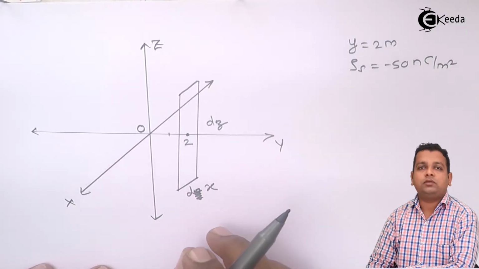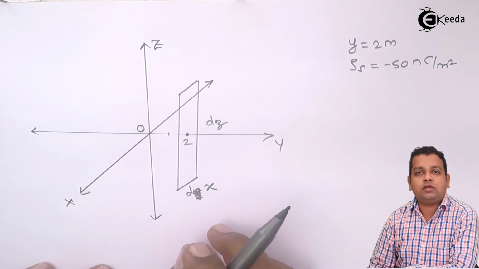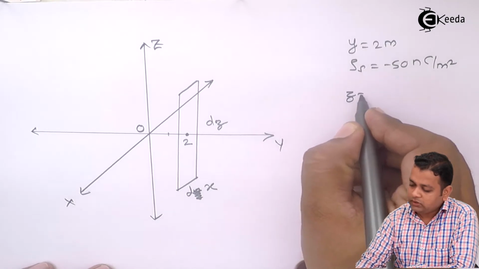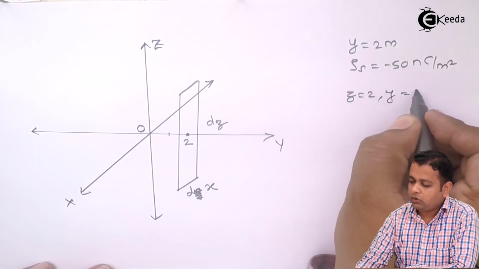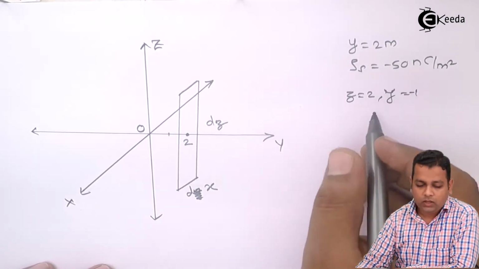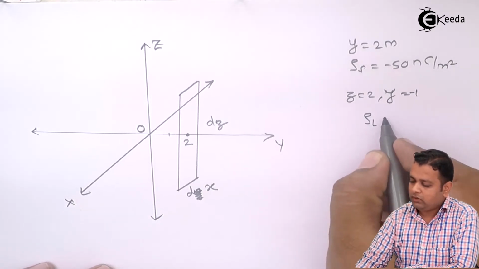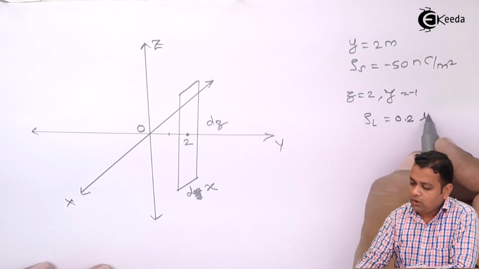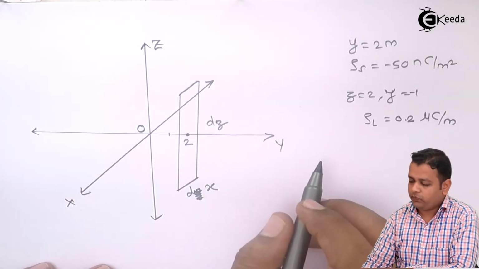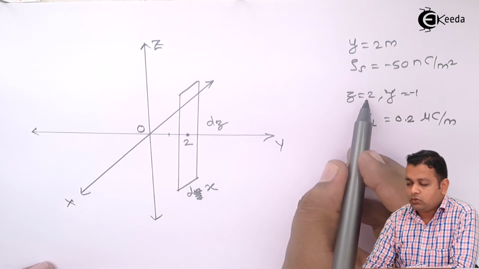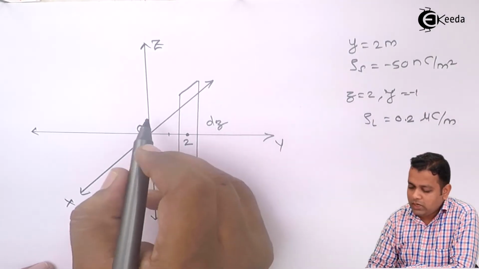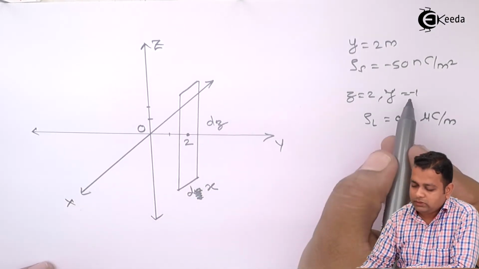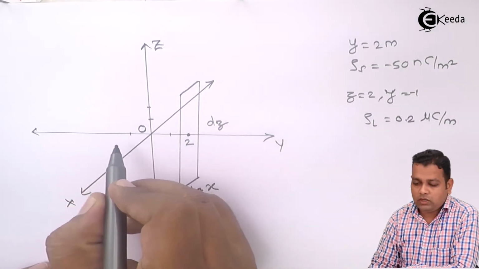Now let us locate the second source of electric field. It has a line charge configuration. The location is z equal to 2, y equal to minus 1, and rho_l, that is the line charge density, is given the value 0.2 microcoulomb per meter. Now let us mark z equal to 2, y equal to minus 1. On the z-axis I mark 1, 2 units. On the y-axis I mark minus 1 unit.